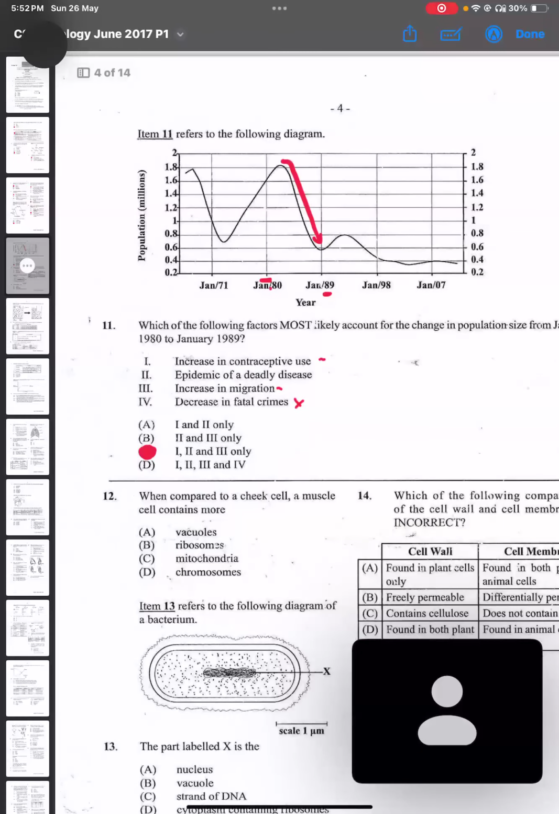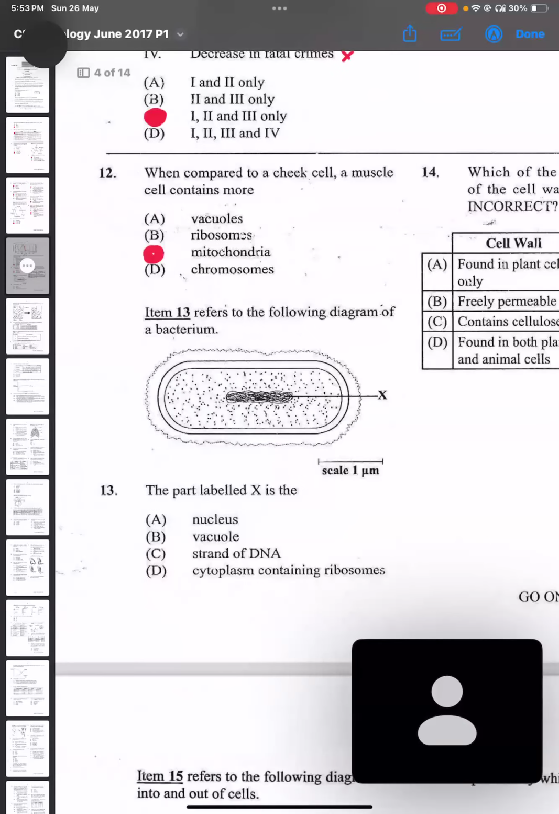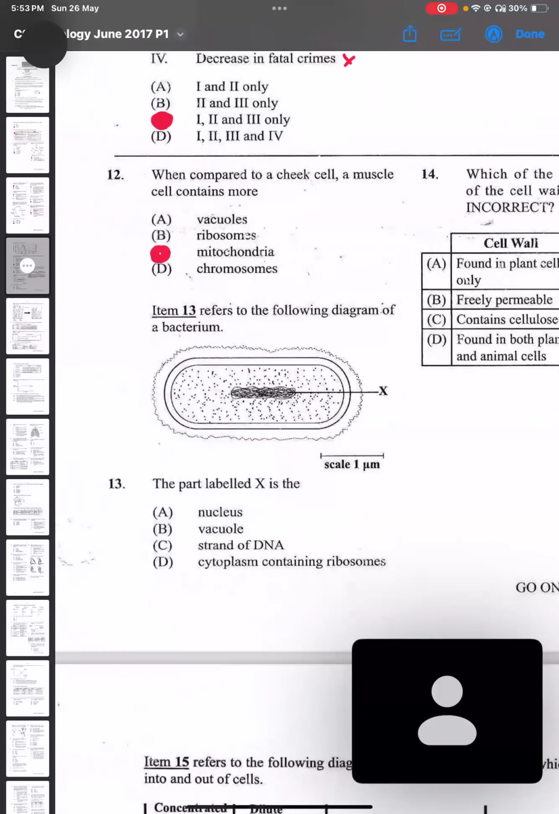And then 12, we know what this is, we did it already. And then for number 13, the part labeled X is what? It's your strand of DNA. Bacteria does not have a nucleus, so the DNA is just inside of the cytoplasm. So for number 13, it is strand of DNA.